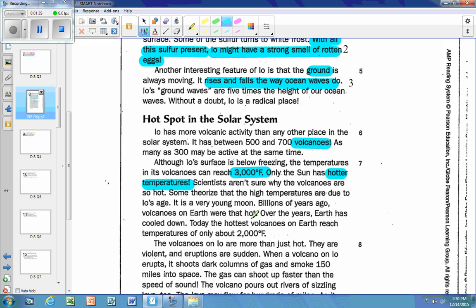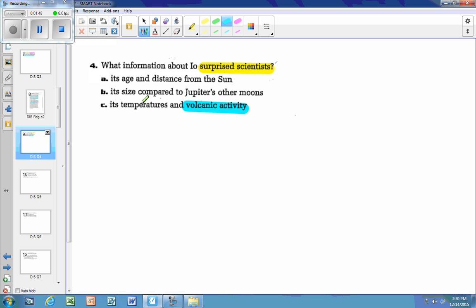Scientists aren't sure why the volcanoes are so hot. Scientists aren't sure. So I have been leaning towards this one. It's temperatures and volcanic activity. Aren't sure, close to surprise. I think that's enough evidence for me so far. I haven't seen anything about age and distance. The whole topic seems to be about hot spots. So I really think that C is going to be my correct answer.